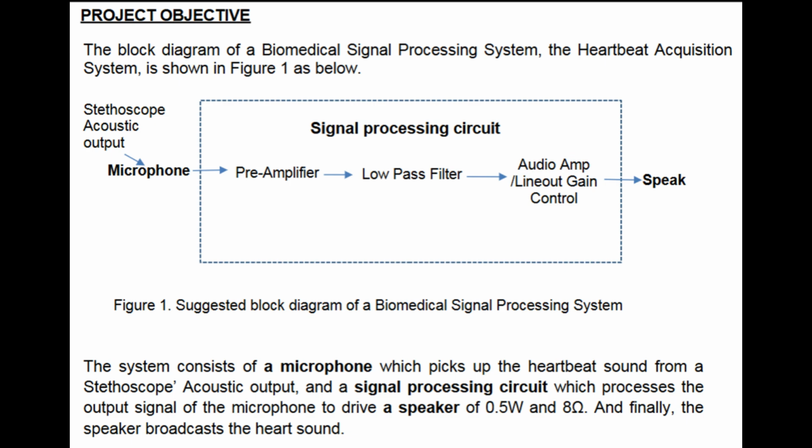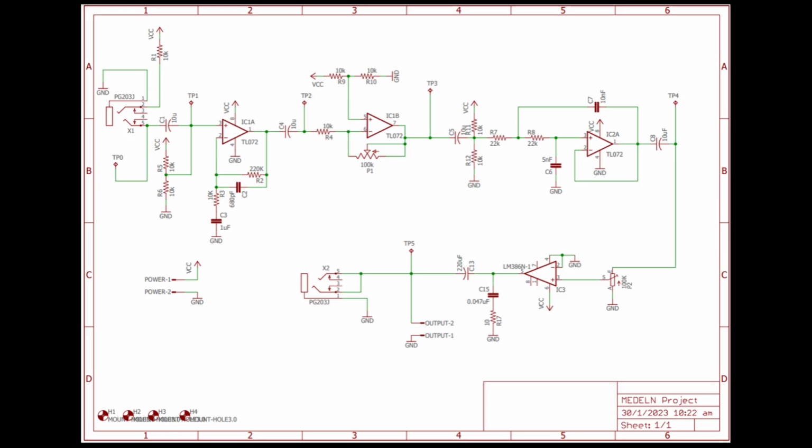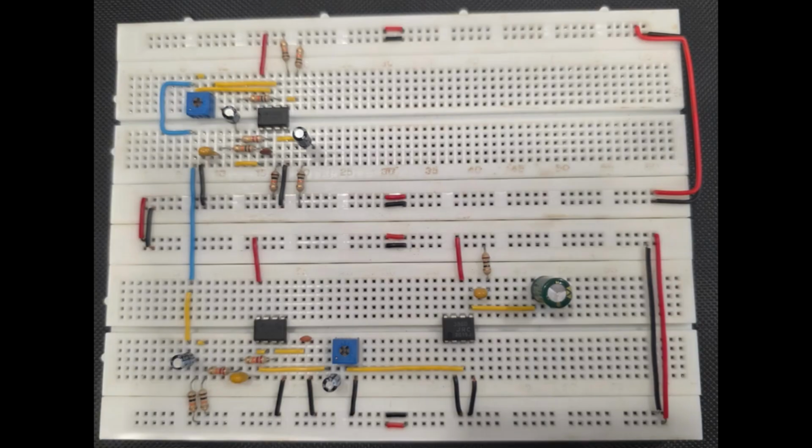The signal processing system consists of 4 main stages, each being responsible for a specific function. Firstly, the preamplifier, followed by inverting amplifier with adjustable gain, then active low pass filter, and lastly, voltage follower plus audio amplifier. So here is the schematic diagram that was given to us. And this is the patch circuit that was done by me.